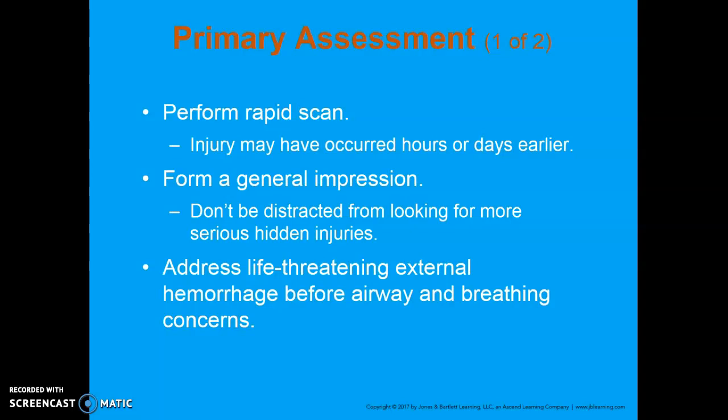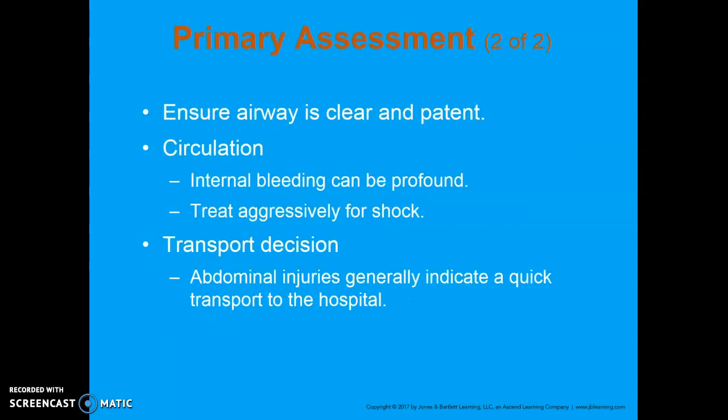You're going to assess that life-threatening hemorrhage before your airway and breathing, making sure that you are, in fact, assessing it as life-threatening. We're not going to worry about anything that's not life-threatening yet. Then we go on to the rest of the ABCs. So your airway, making sure that it's open, clear, and patent.